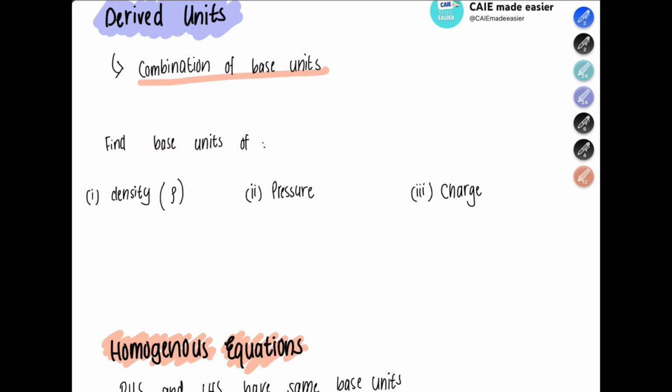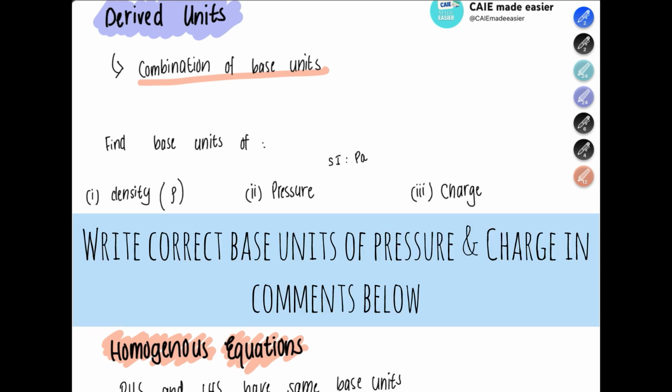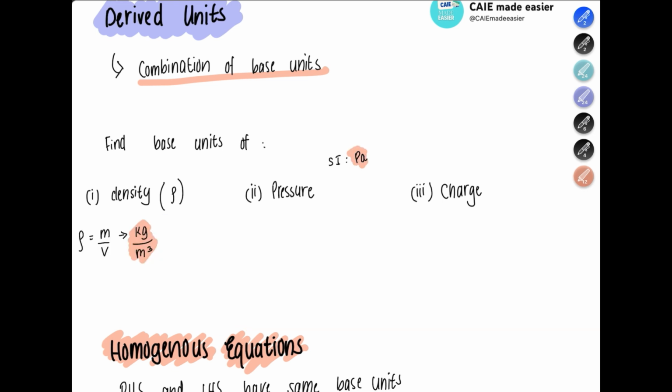The symbol for density is rho, not the unit, okay? So what is the formula? Density, rho, equals mass divided by volume. So what is the SI unit for mass? It's kilogram divided by volume, meter cube. So the base unit for density is kilogram per meter cube. What about pressure? You know the SI unit for pressure is Pascal, but that is not the base unit. To write down the base unit, you need to write down the formula.